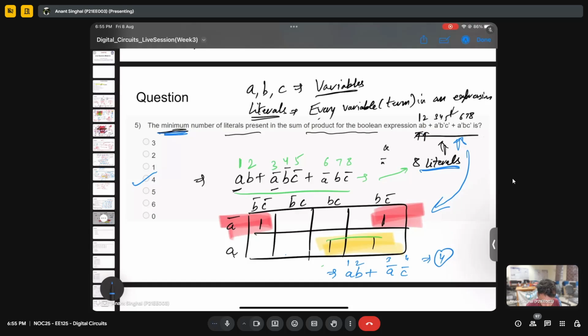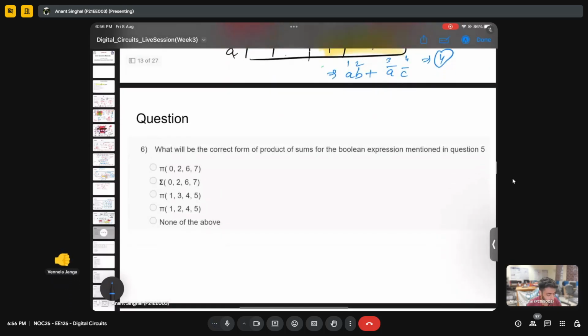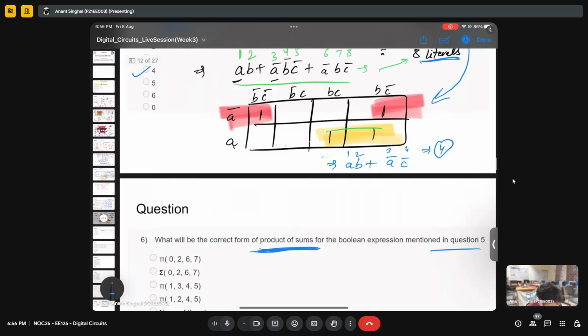Okay. So let's move ahead now. It says, what will be the correct product of sum? It is asking for the product of sum for the Boolean expression mentioned in question 5. Sorry, so the previous question is related.